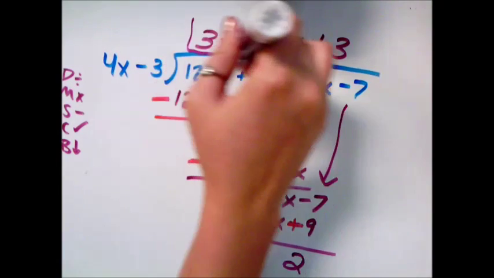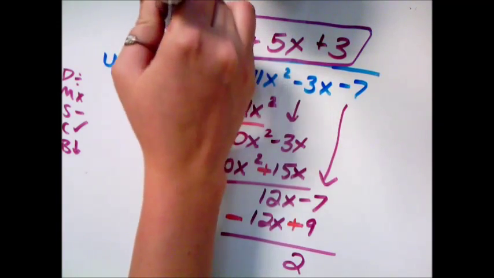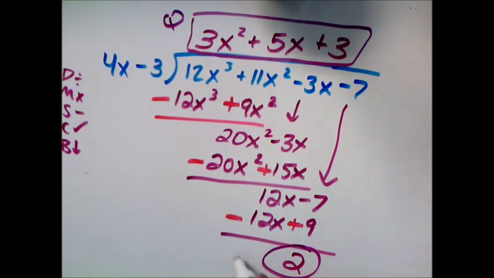So here's my quotient. Put Q for quotient. And here's my remainder.